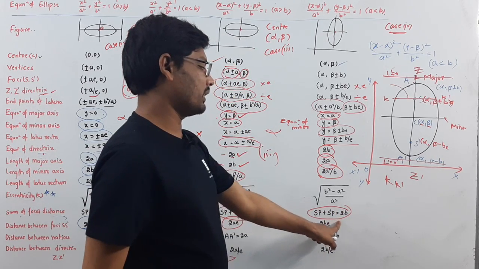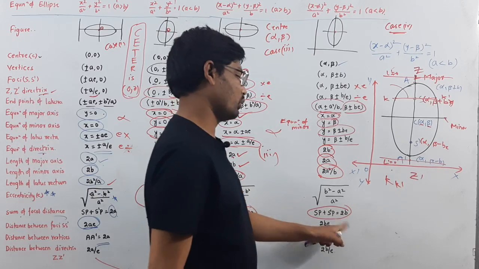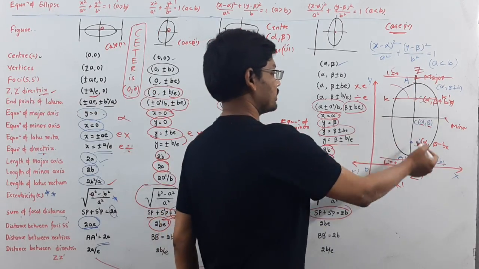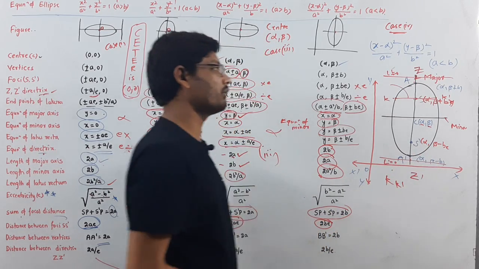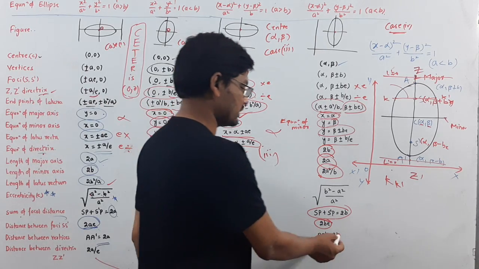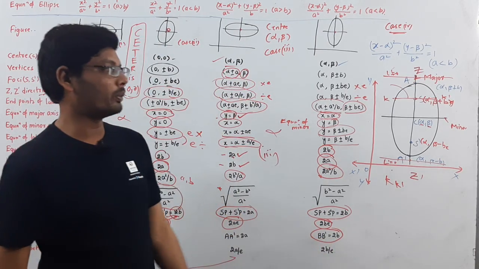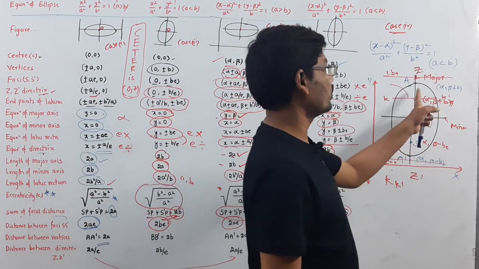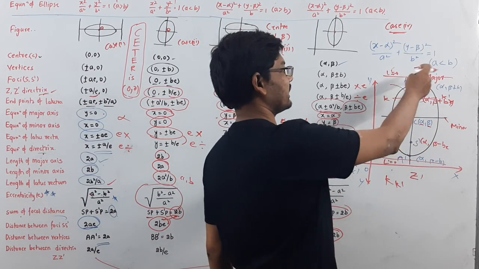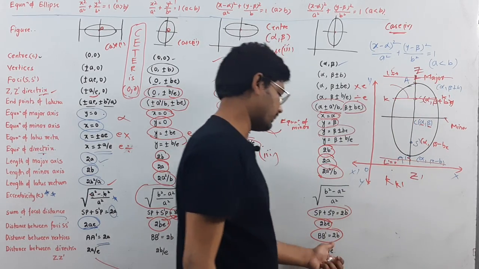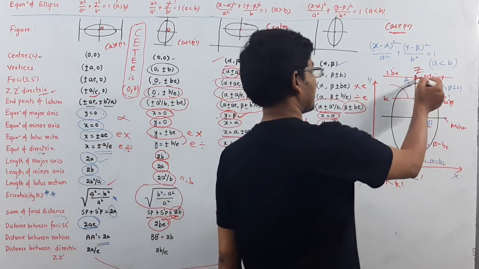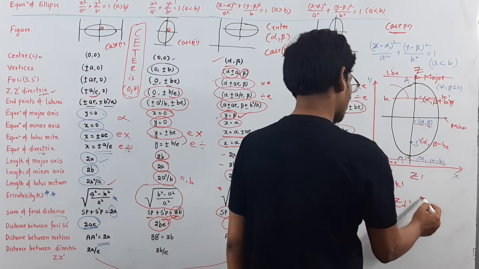SP plus S dash P, the sum of the focal distance, is 2b here. The distance between foci S and S dash is 2b. The distance between vertices, here to here, B dash, is equal to 2b here. And the distance between directrix Z and Z dash is equal to 2b by e.